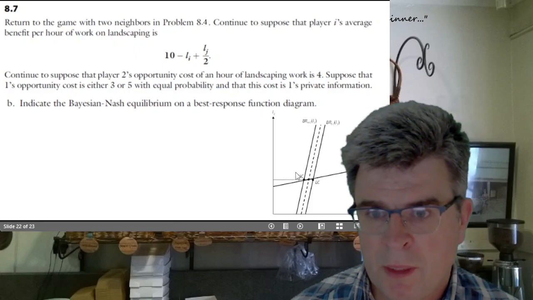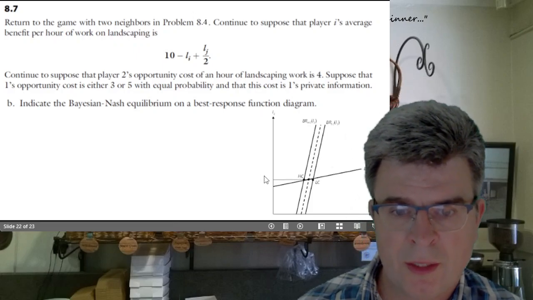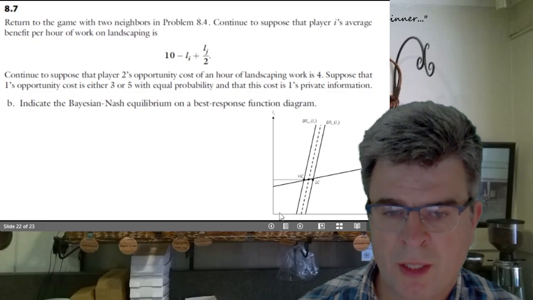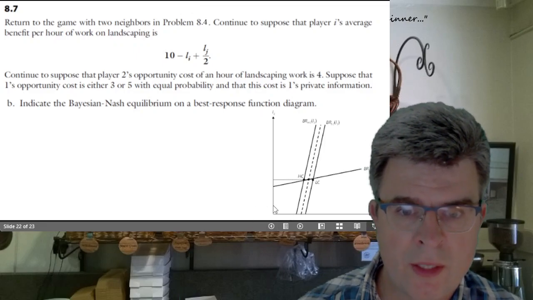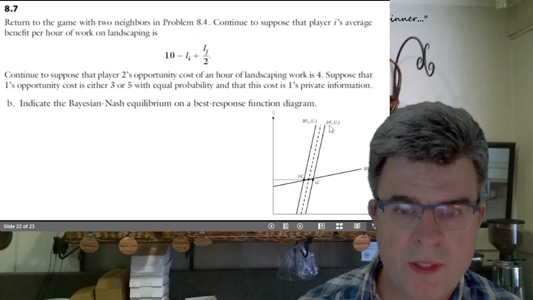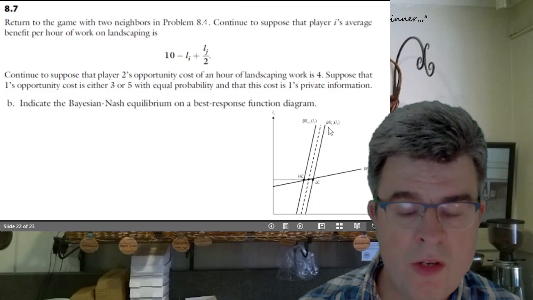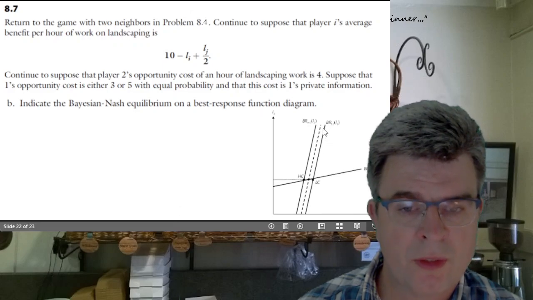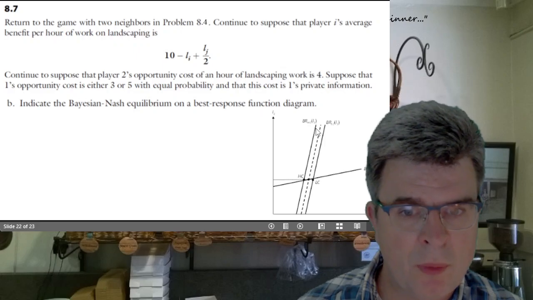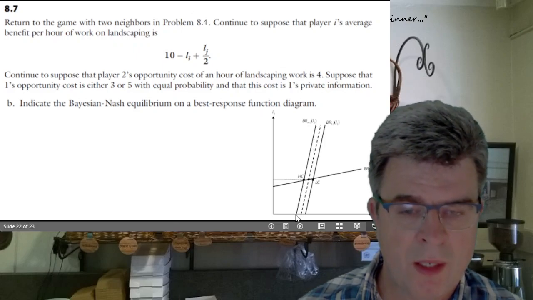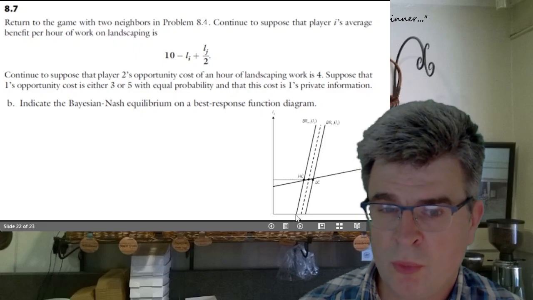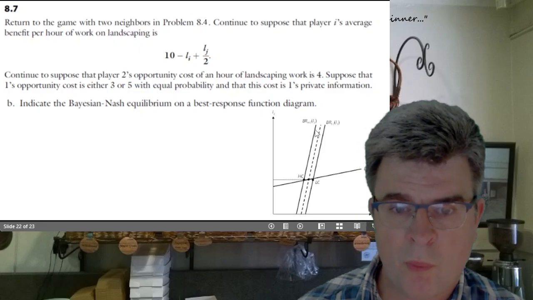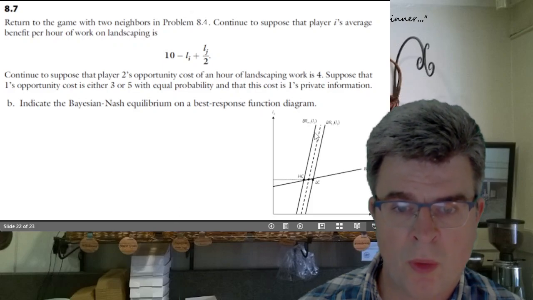Then indicate the Bayesian Nash equilibrium on a best response function diagram. Now, this is the best response function diagram, and the important thing to note here is that neighbor 1 knows which type he is, so he also knows which is his best response function. If his opportunity cost is low, then this will be neighbor 1's best response function. If his opportunity cost is high, then he will know that this is his best response function. The issue for neighbor 2 is that neighbor 2 doesn't know exactly whether neighbor 1 is of the low cost type or the high cost type.